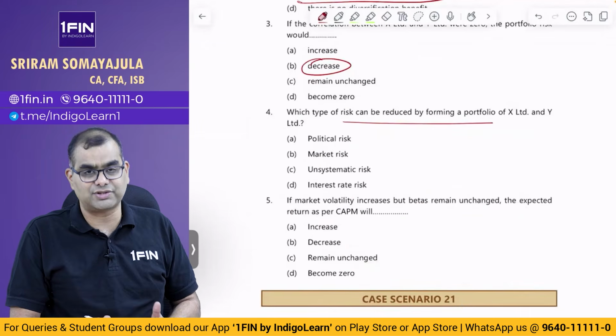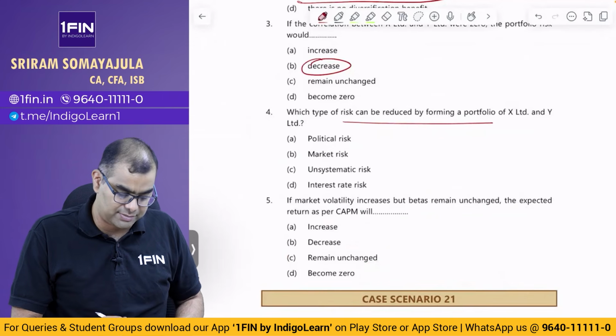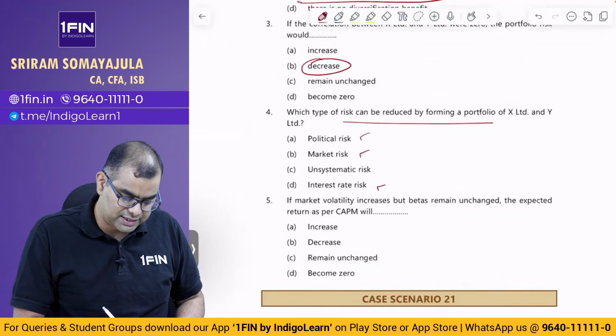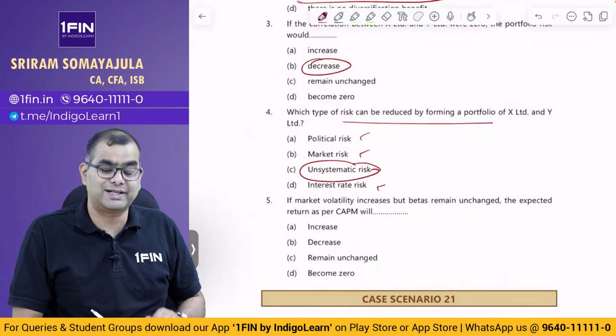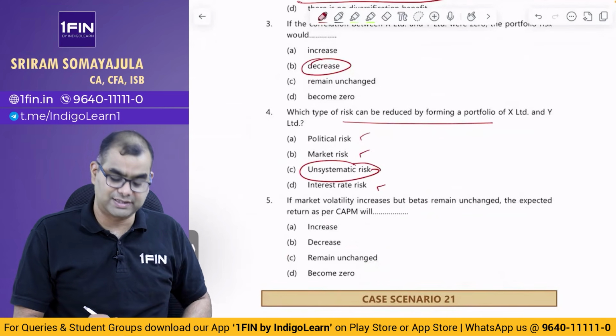So usually when you do diversification, you are reducing unsystematic risk and not systematic. So political, market, interest rate cannot be diversified. Unsystematic risk can be diversified.